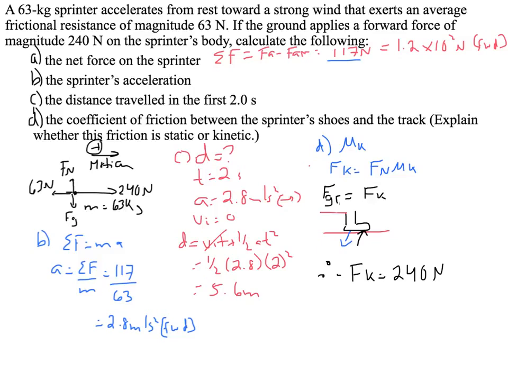So continuing on, mu k is Fk over Fn, 240 over 63 times 9.8. And then we get an answer of 0.3.